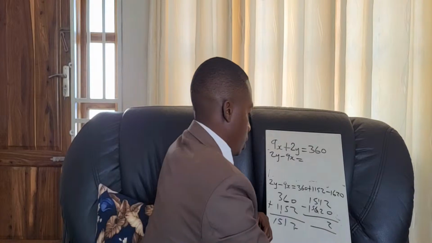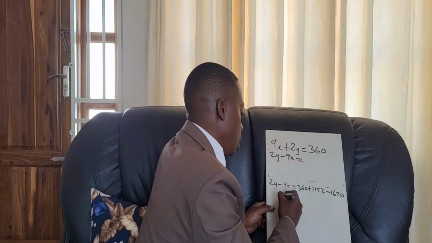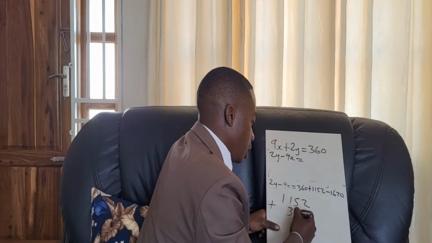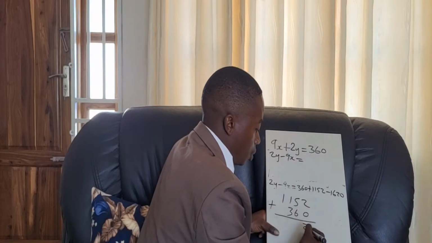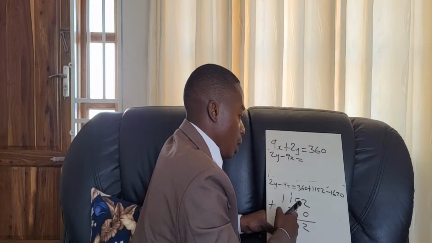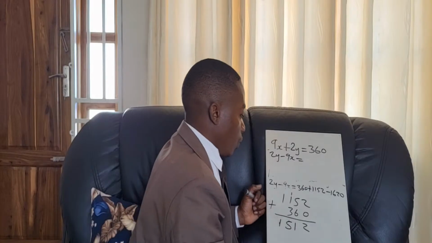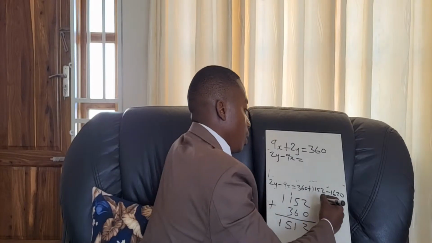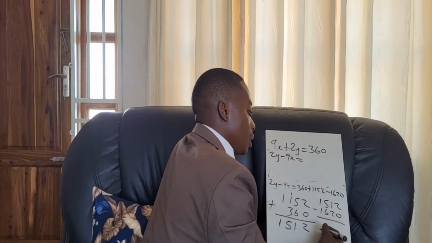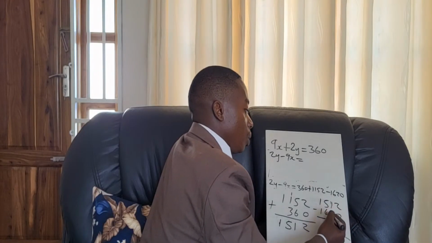I want to double check if our calculations are correct. Let us start with the bigger one, 1152 plus 360. 2 plus 0 is 2, 5 plus 6 is 11, carry 1, 1 plus 1 plus 3 is 5, then 1. So 1512 minus 1620. Our answer shall be negative. 2 minus 0 is 2, and 1 minus 2 becomes negative.